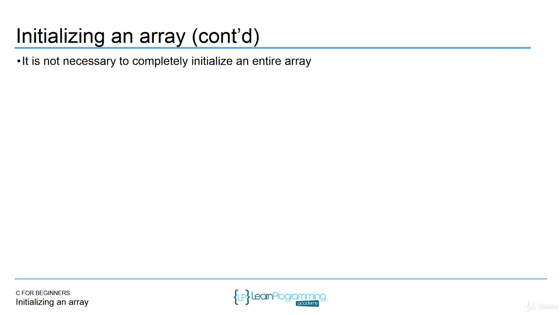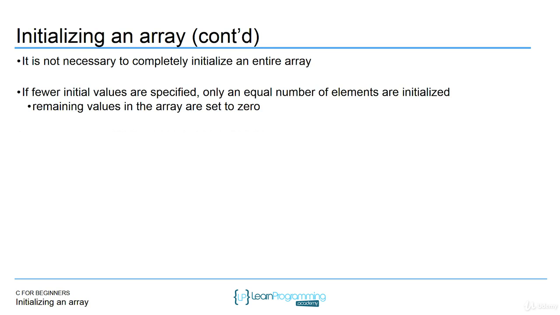It's also not necessary to completely initialize the entire array. In those 2 previous examples, we initialized all 5 elements of an array of size 5. Well, what if you only want to initialize some of the values? If you provide initial values that are not equal to the size of the array, then the remaining values are set to 0.